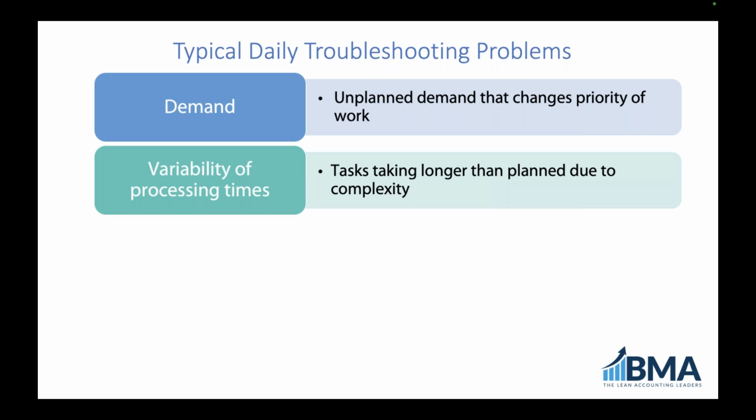There's the variability of processing times. This is something that is unique in accounting. For example, not all supplier invoices take the same amount of time to process. I might get an invoice with one item. It takes me seconds to process it. I might get another invoice that has many line items and it might take a lot longer. So we don't know how long it's going to take until we open up the work.